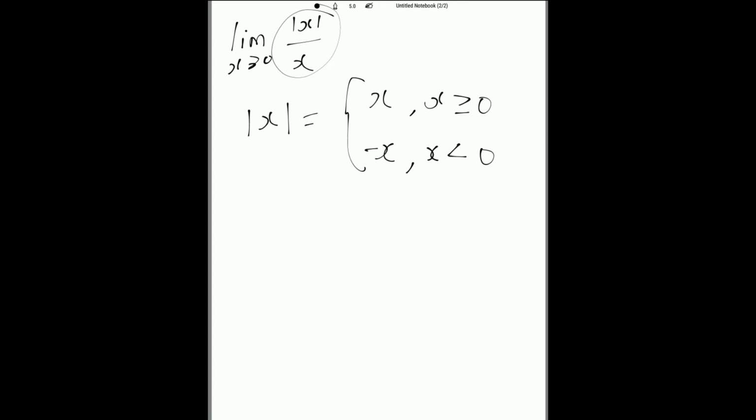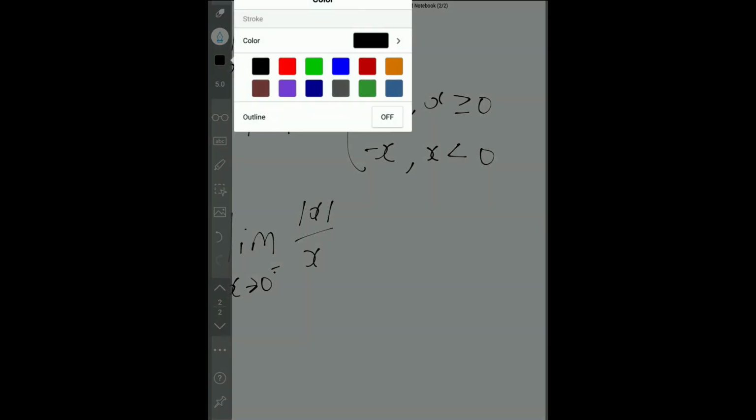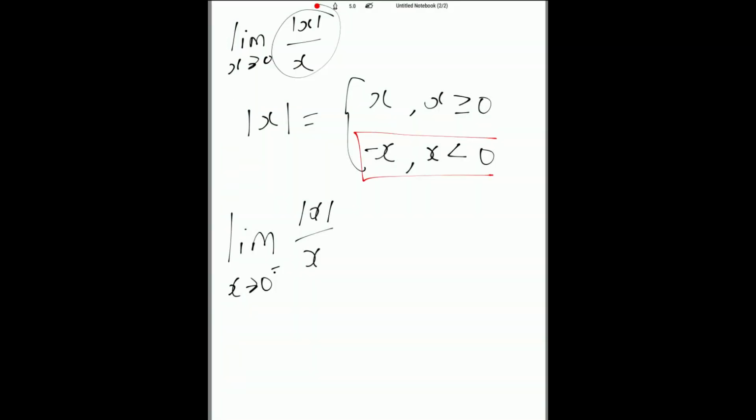So we're going to look at the left hand limit first of all. What is the limit of mod x over x as x approaches 0 from the left? Now, if we're talking about approaching 0 from the left, that would mean that the values of x are less than 0. So if they're less than 0, we would be looking for the limit of negative x over x as x approaches 0.